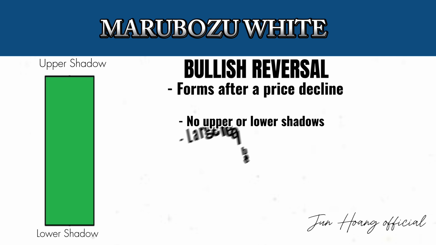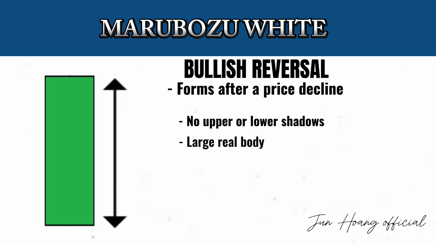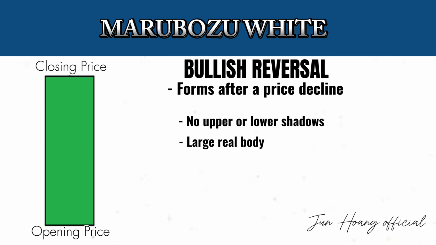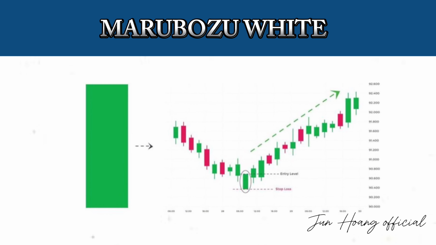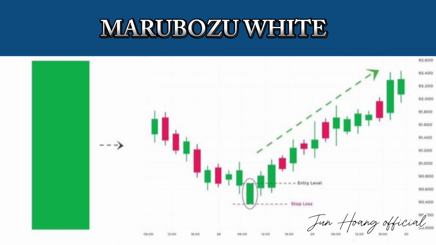2. Long body. The body of the candlestick is relatively long and extends from the opening price to the closing price. The length of the body represents the strength of the buying pressure. In the case of a Marubozu white candlestick, the closing price is significantly higher than the opening price. 3. Color. Marubozu white candlesticks are typically white or green, indicating that the closing price is higher than the opening price. This coloration emphasizes the bullish sentiment in the market.